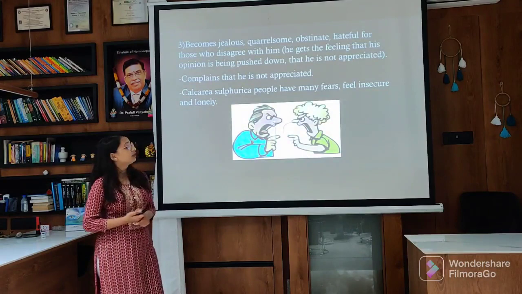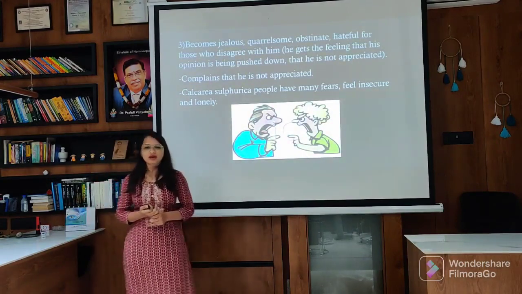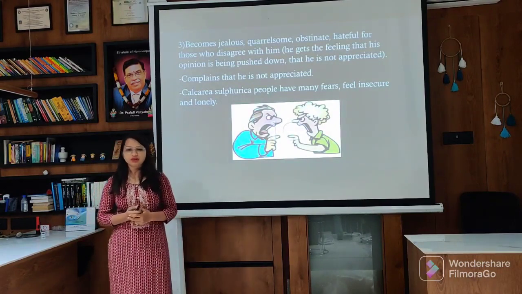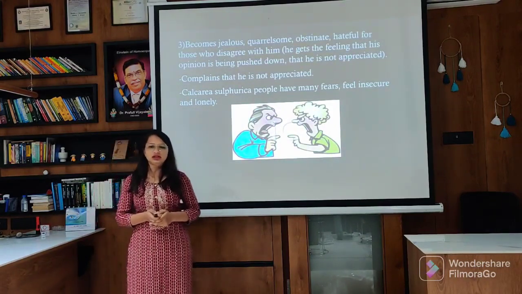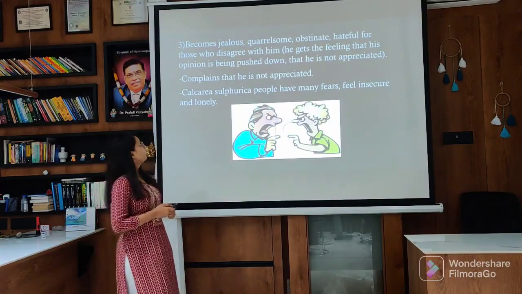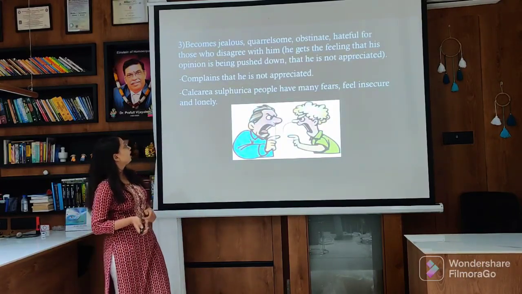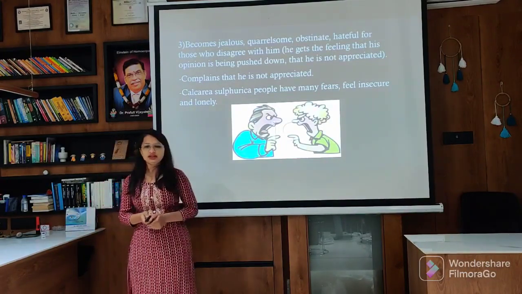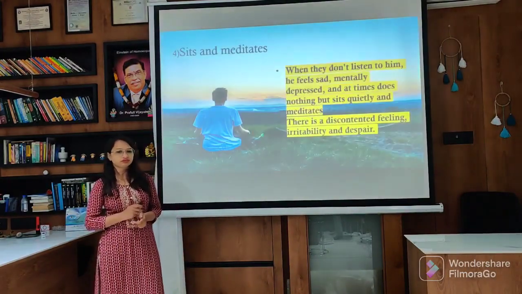Third phase: becomes jealous, quarrelsome, obstinate, hateful for those who disagree with him. He gets a feeling that his opinion is being pushed down, he is not appreciated, and complains that he is not appreciated. Calcarea sulfurica people have many fears, feel insecurity and loneliness.